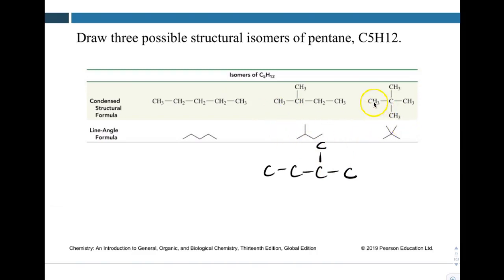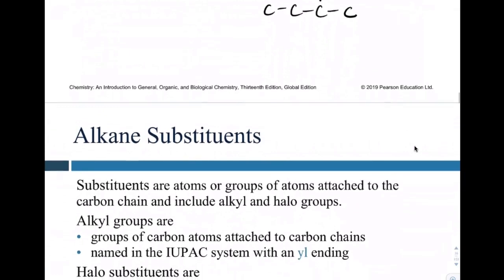And then this one, the longest carbon chain, 1, 2, 3, is 3. So this is a propane with some side chains hanging off of it. So those are your 3 different ways you can draw pentane, or 5 carbons.